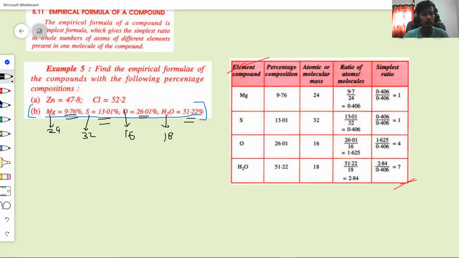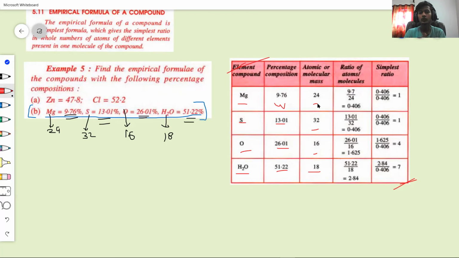So we did that only. Yeah, you all can also see, in the first column, we wrote the name of the element. In the second, the percentage composition. In the third, the molecular mass, the molecular weight, 18, 16, 32, 24 of that compound. And in the next, we calculate the ratio.